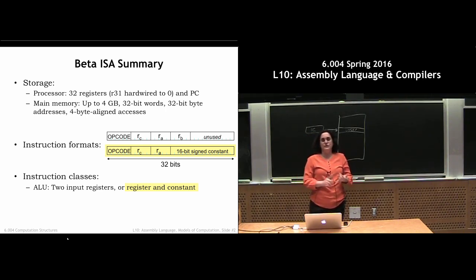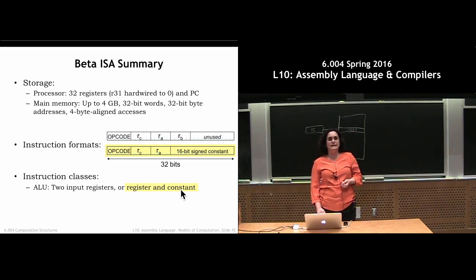First, we have 2 different kinds of ALU instructions. The first uses 2 registers, and that corresponds to this white instruction format right here. The second uses a register and a constant as the source operands, and that corresponds to this yellow one over here.